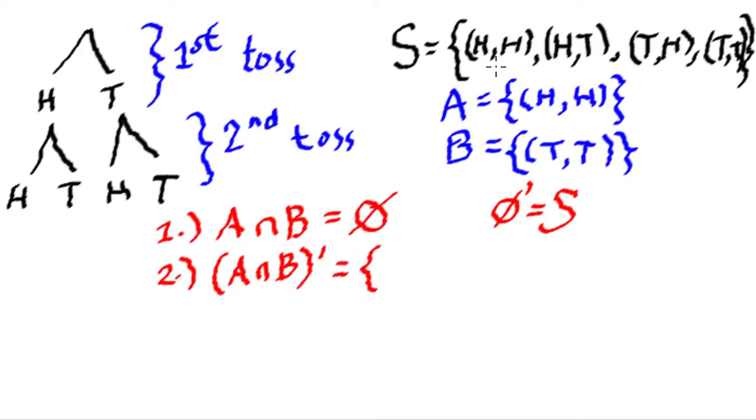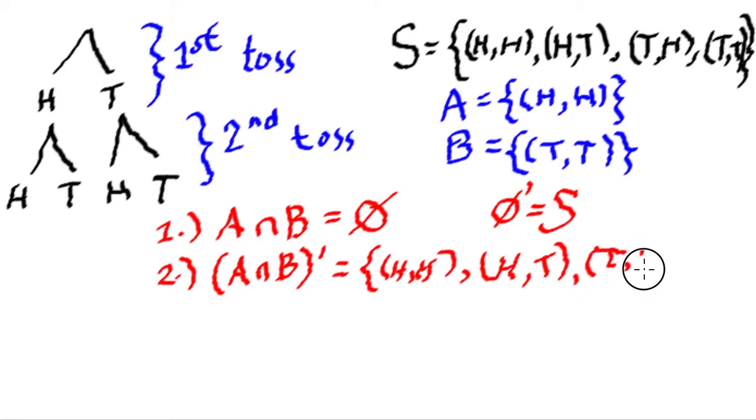Therefore, A intersection B complement will be equal to HH, two heads come up. We can also have the head on the first toss and tail on the second toss. We can also have a tail on the first toss and a head on the second toss. And lastly, we can also have two tails at the same time. Tail on the first toss and tail on the second toss.